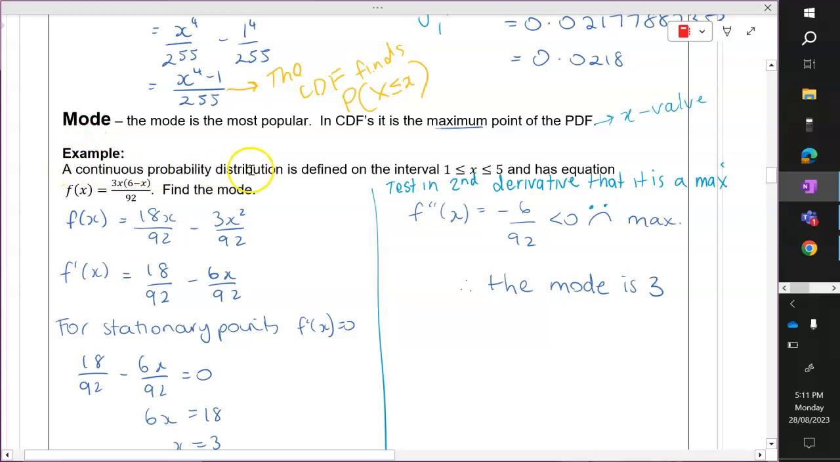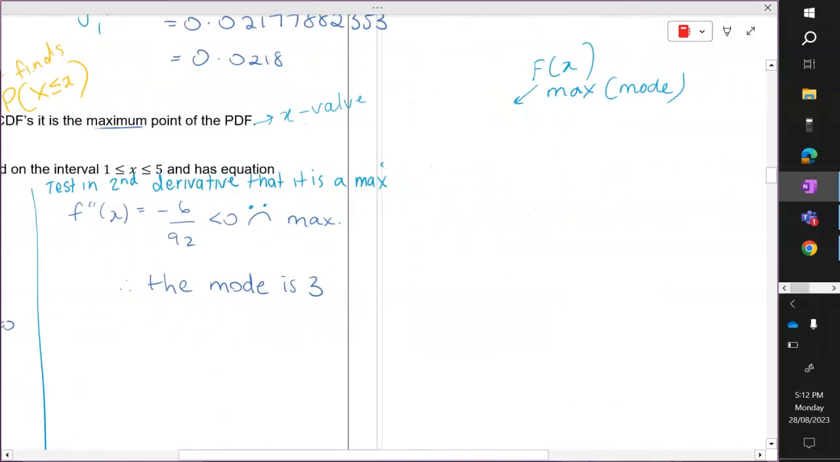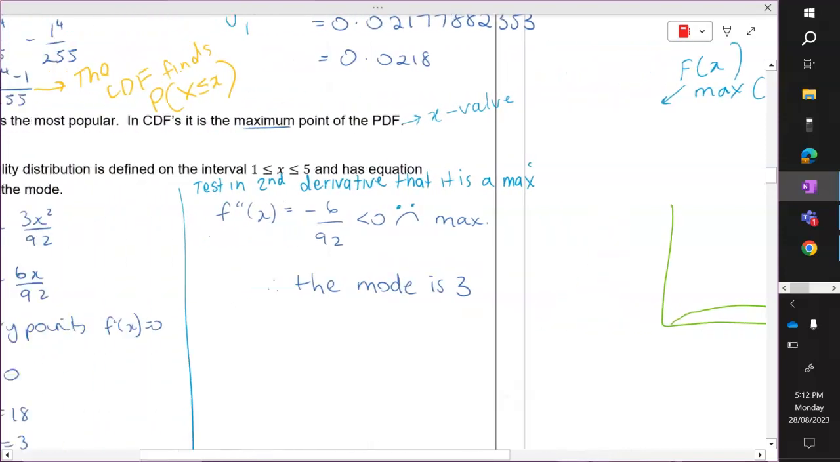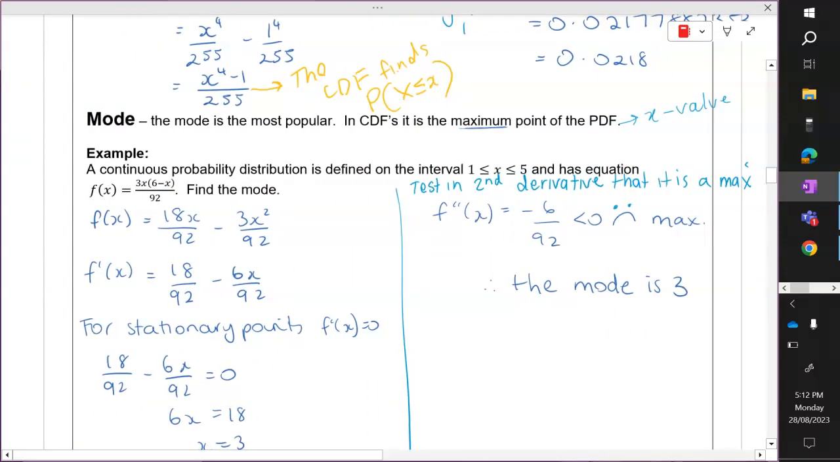A continuous probability distribution is defined on the interval 1 is less than or equal to x is less than or equal to 5. And it has this equation here, and it says find the mode. So if you look at that equation, if I was expanding this top line out, I'm going to get a negative x squared in there. So I'm going to have some form of a parabola. It's going to probably be a very flat parabola. And what we're going to end up with is something that probably looks a little bit like this, between 1 and 5. But we don't have the graph. We need to think about what happens.